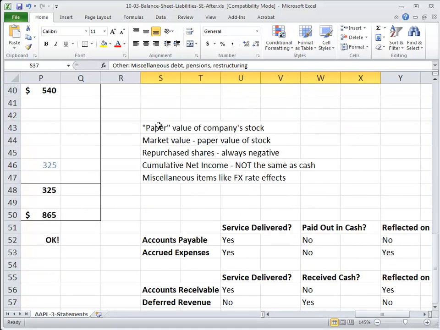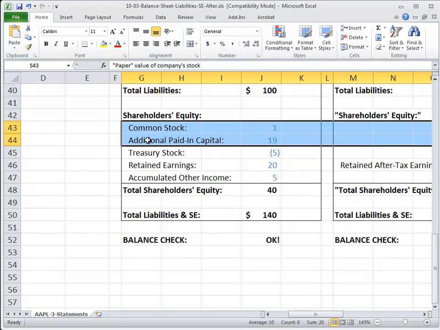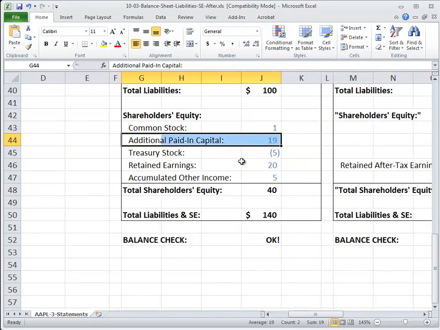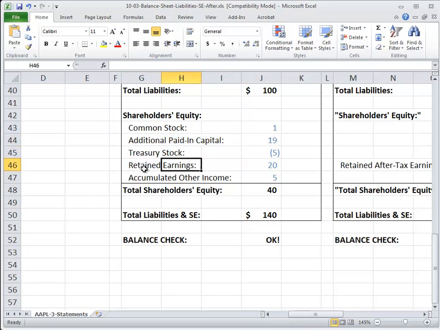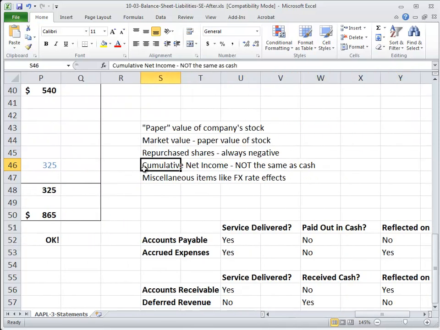And then shareholders' equity. Common stock is the paper value of the stock. Additional paid-in capital is the market value minus the book value. Treasury stock is what they've repurchased. Retained earnings, what they've saved up over time, minus dividends. And then accumulated other comprehensive income is for miscellaneous items like exchange rate effects.